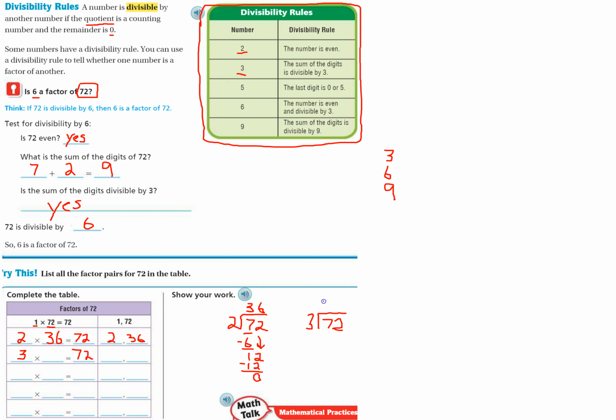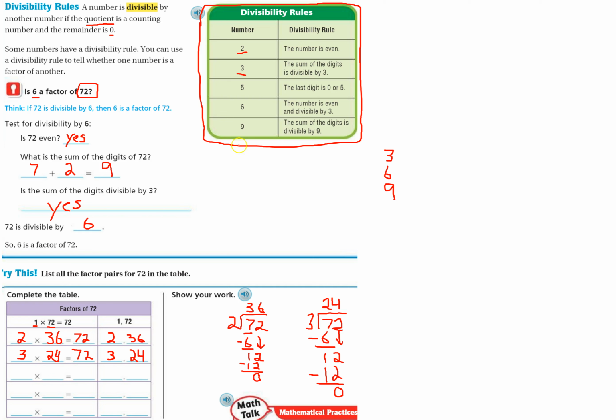Three goes into 7 2 times. 2 times 3 is 6. Subtract. Gives you 1. Bring down the 2. 3 goes into 12 4 times. 4 times 3 is 12. Subtract. No remainder. So 3 times 24. Okay, and then I write out the factors 3 and 24.